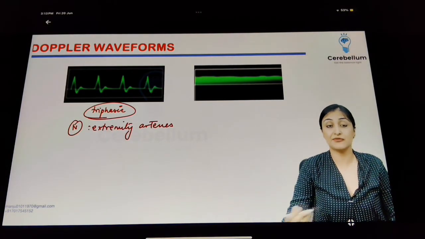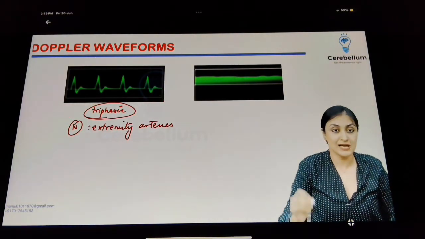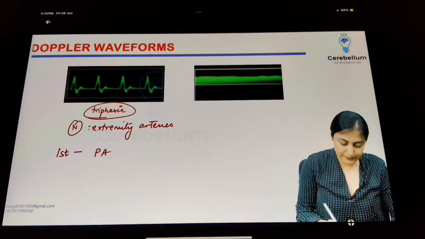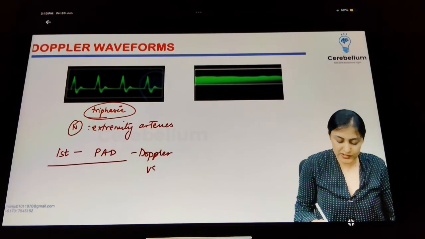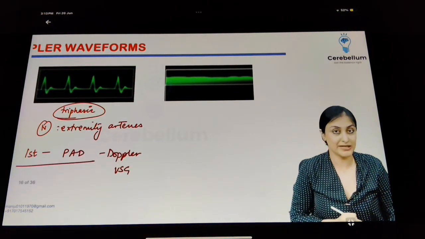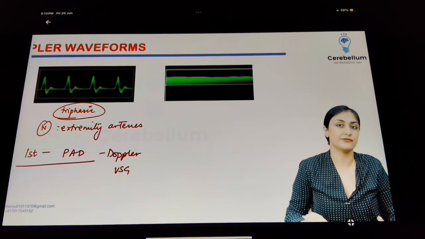If there is any narrowing, peripheral arterial disease, the triphasic waveform goes. And that is why the first investigation that I do for peripheral arterial disease is always a Doppler ultrasound to see whether the triphasic waveform is maintained or not maintained. Understood? So this is the first investigation for peripheral arterial disease.